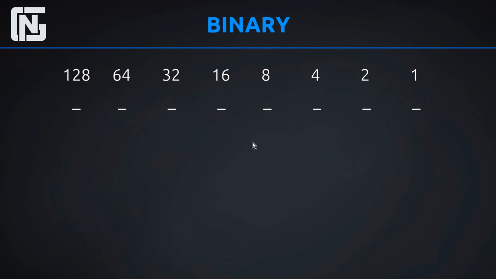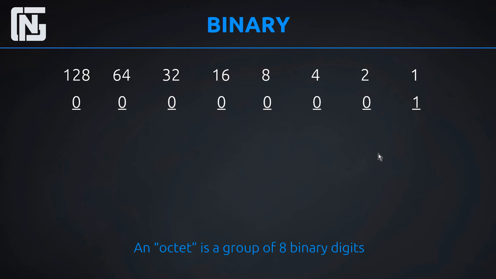So let's go ahead and fill this with a series of ones and zeros. All right, we have some zeros and we have one one here. I'm going to describe exactly what this calculates out to. But before we do that, I want to make sure you understand that we're looking at eight binary digits, and these eight binary digits together are considered to be an octet. It's called an octet because oct means eight.